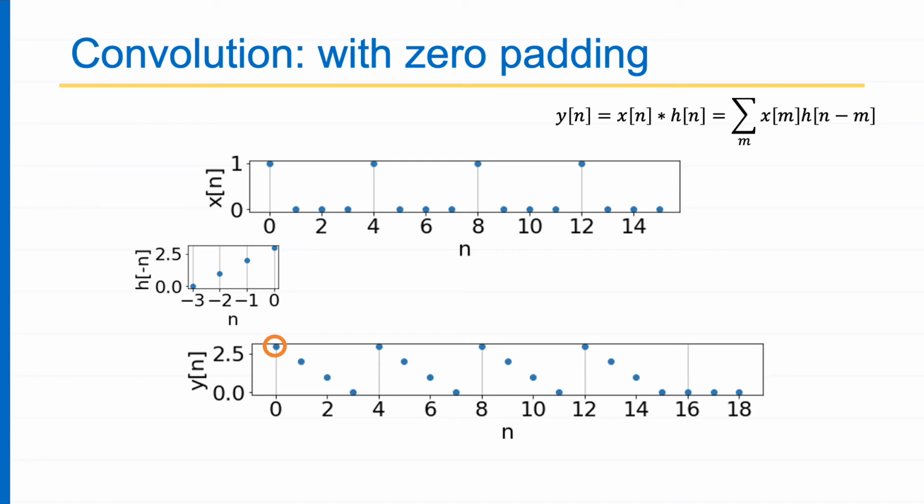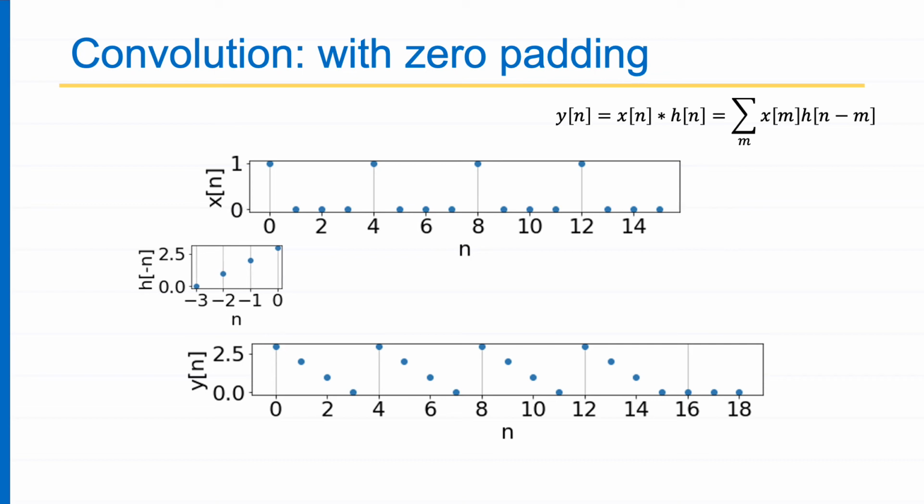Let's go back to our formula. If n is 0, y of 0 becomes the summation over all m of x of m h of minus m. So in the graphs, I have plotted x of n and I have plotted h of minus n. h of minus n is simply the flipped version, and you now do an element wise product and sum over everything. So x of 0 multiplies with h of 0, you get some value, let's say 2.7 or whatever, and everything else is 0, so only this value remains. So y of 0 becomes that value.